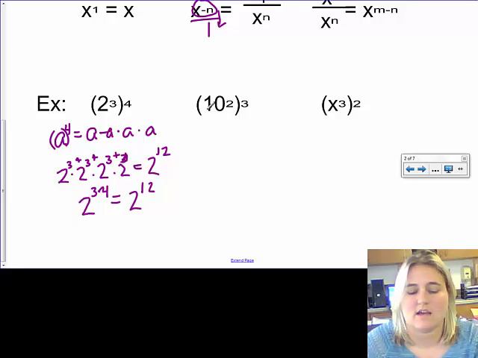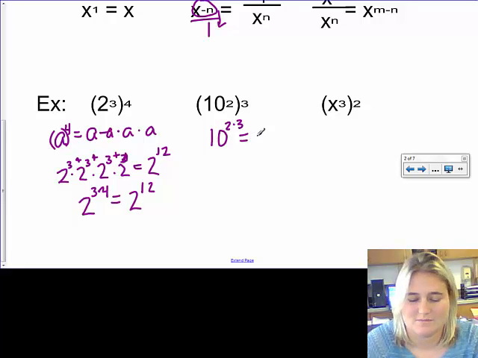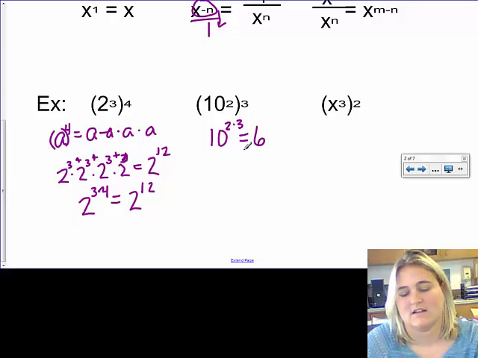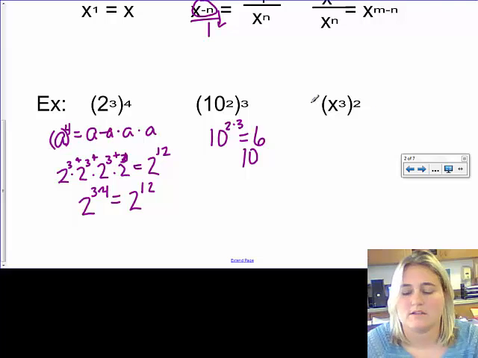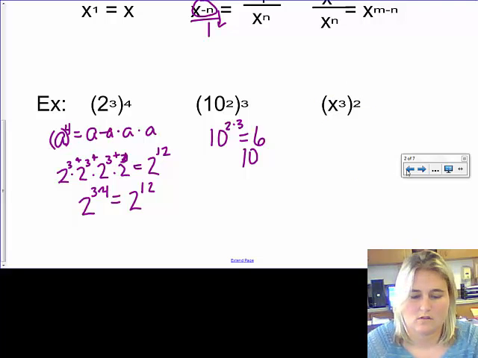So the same thing is happening here. I have 10 to the second to the third. All I'm going to do is take this outside power to this one, and when I do that I have to multiply. So I have 10 to the second times the third, which will give me 10 to the 6th. I want you to do this last one on your own paper, please.